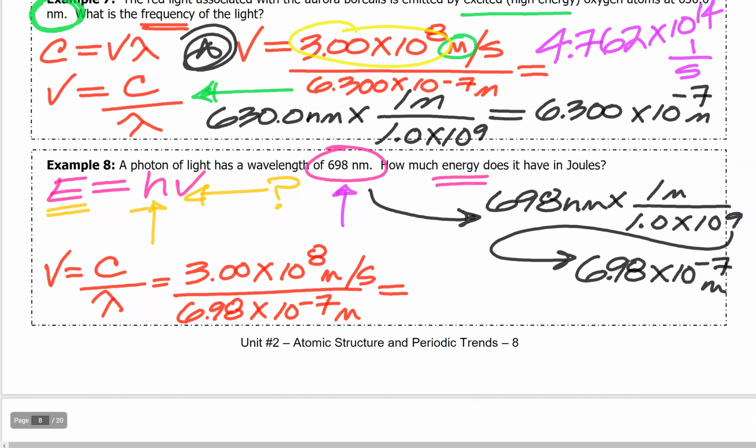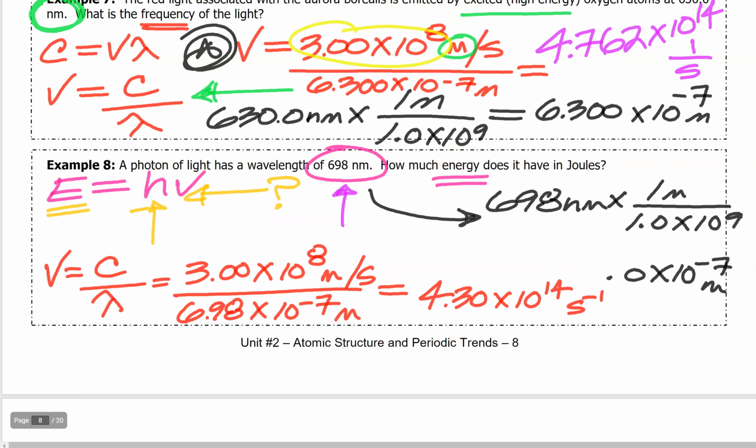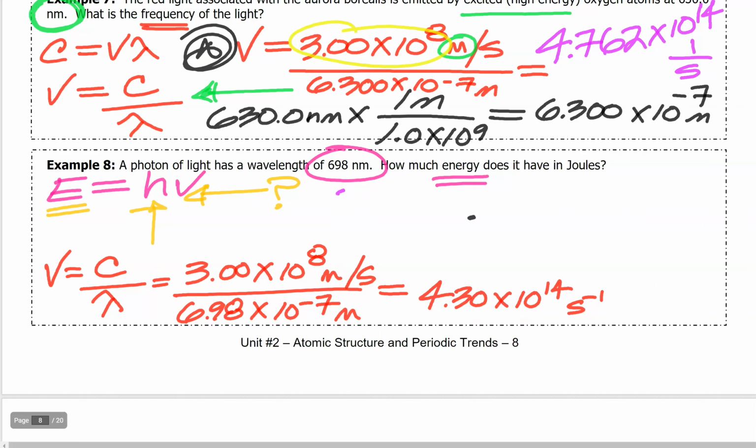I got 4.30 if I go with the correct sig fig. So 4.30 times 10 to the 14th, and then that's hertz, which is per second. So now we're going to plug that into our energy formula. So let's go ahead and clean up some space again. So we'll get rid of our conversion, so you already have that written down. And now we can plug that into our initial formula, which is right here. And we can get our answer.